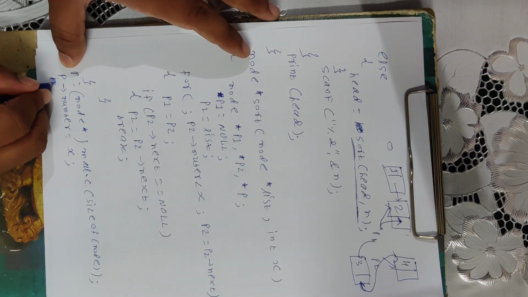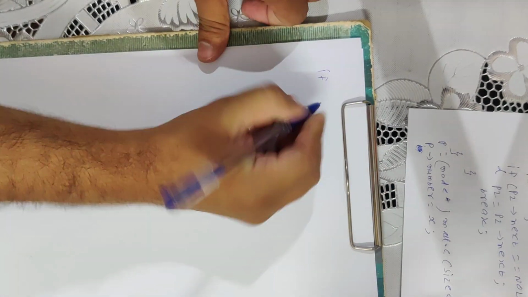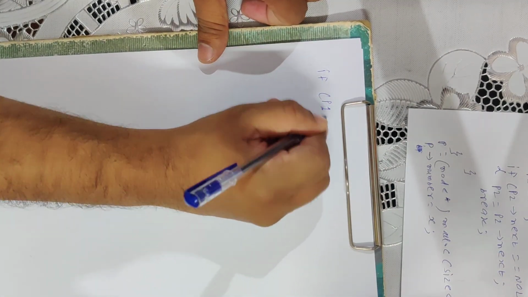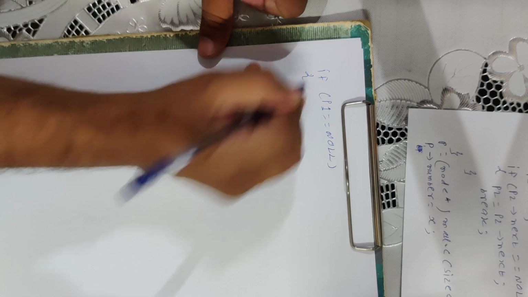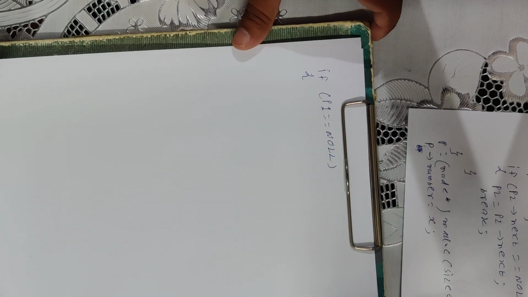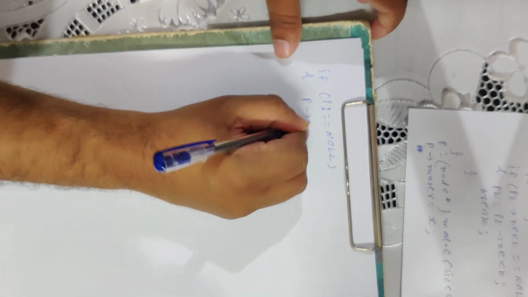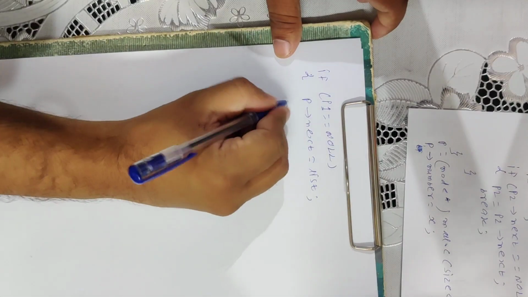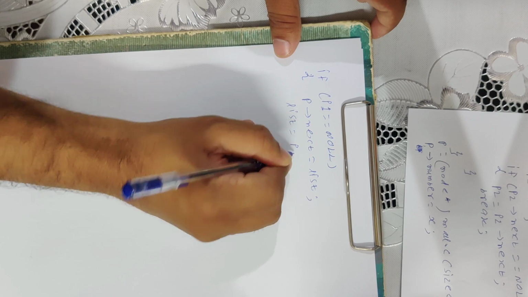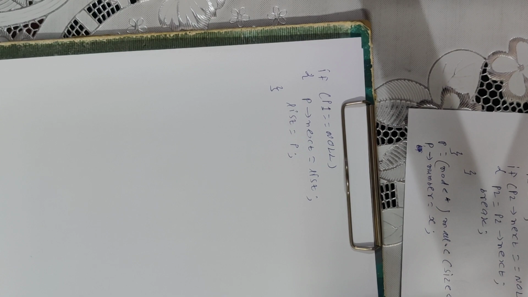So I will be writing, okay, I am writing this in a new page. If P1 equals to null, then P next is equals to list and list is equals to P. Okay, so what I have done is I have added my node at the starting position.